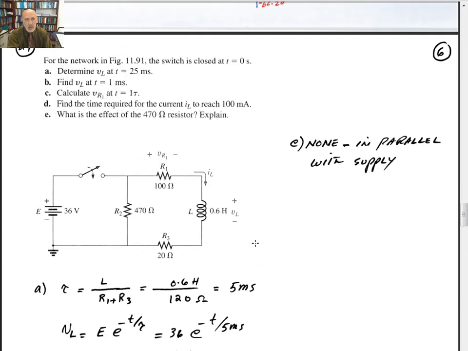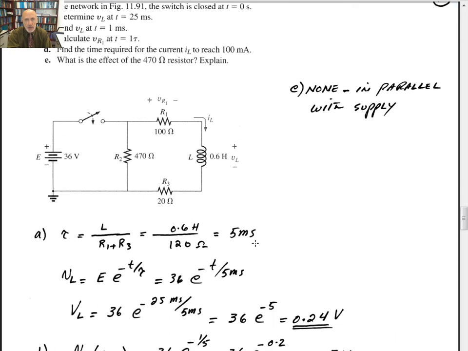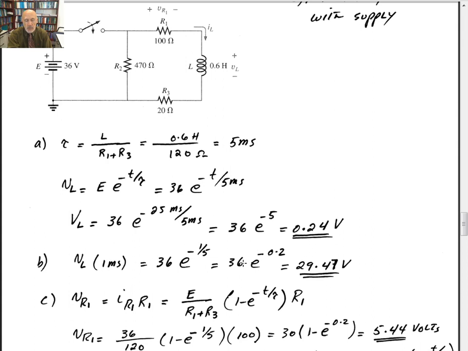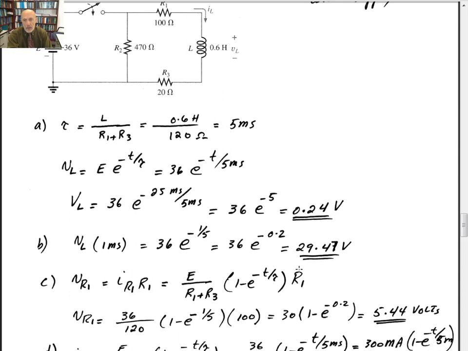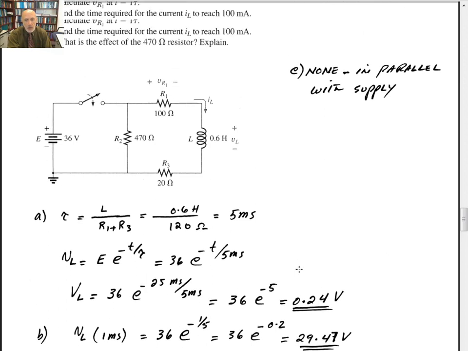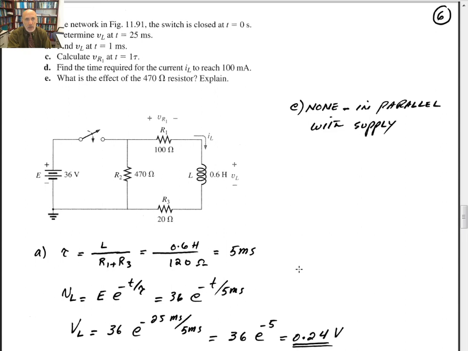Part B of the problem says find V sub L at t equal to 1 millisecond. At 1 millisecond, just plug into the equation, which would be 36 e to the minus 1 millisecond over 5 milliseconds, so e to the minus 0.2. Calculated, that gives you 29.47 volts. So it started with 36, and then it goes down to 29.47 in 1 millisecond.